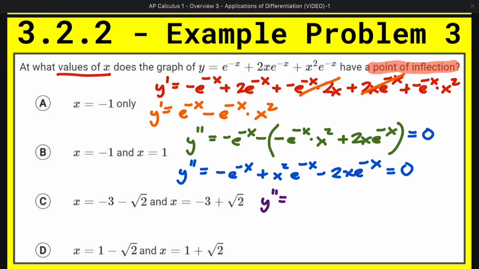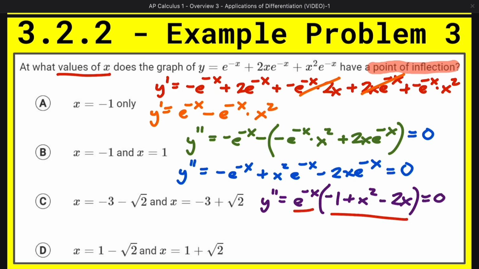All right, I'm going to factor out an e to the negative x here, and you're going to end up with negative 1 plus x squared minus 2x is equal to 0. So what we need to do now in order to solve this equal to 0 is we need to set each factor equal to 0.